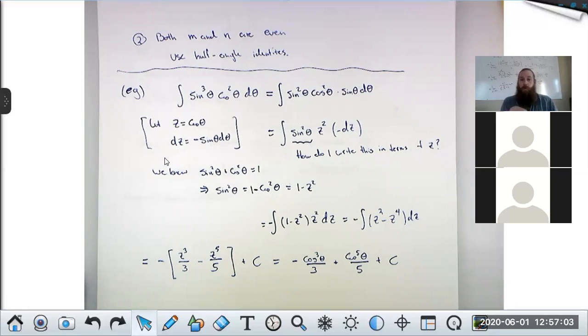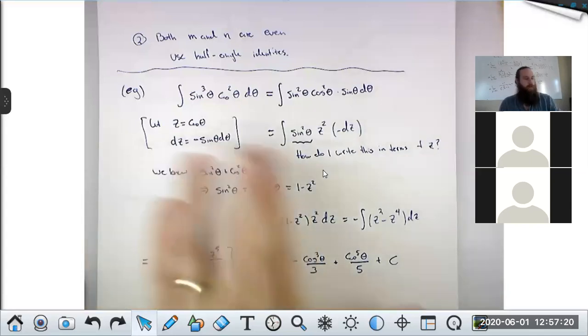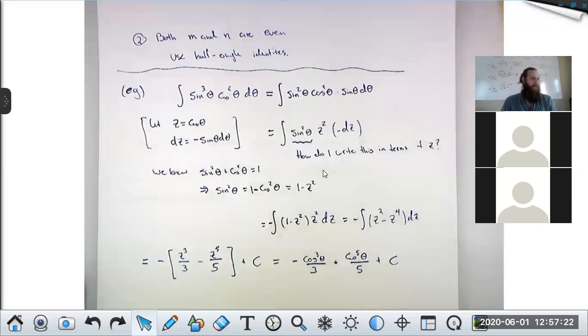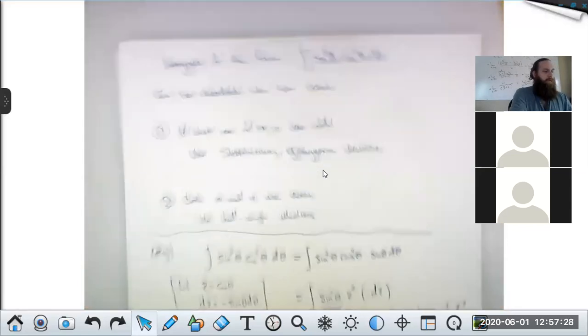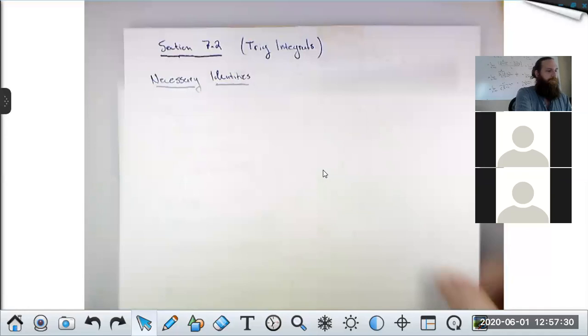Maybe better phrased, are there any questions about why things came out the way they did or any of these steps? It's really not too bad. It's really just u-substitution. The only difference here is that we're making use of a trig identity along the way. So let's try one more like this. Let's try one more sine cosine integral where at least one of the powers is odd.